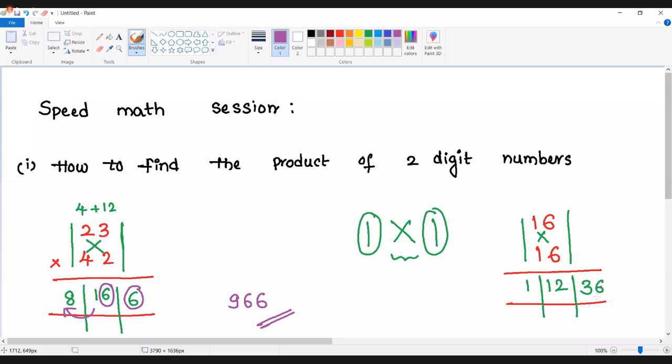So the final answer: the last digit is going to be 6 here. Send 3 as carry. 12 plus 3 gives a result equal to 15. Again take the last digit, that is going to be 5. Send 1 as carry to the next number. 1 plus 1 is going to be 2. Answer is going to be 256.